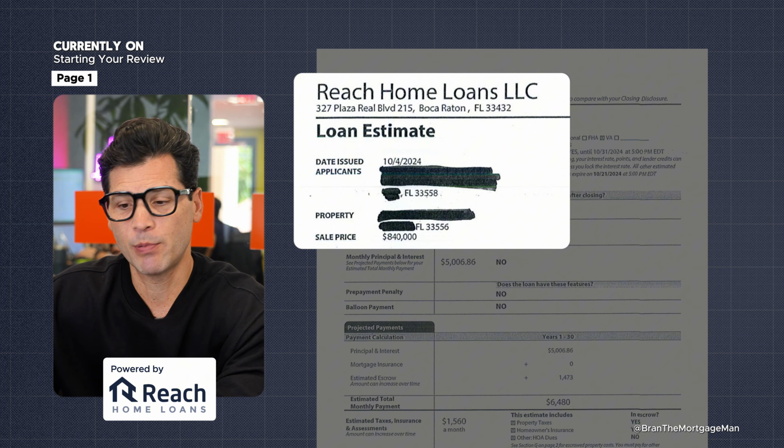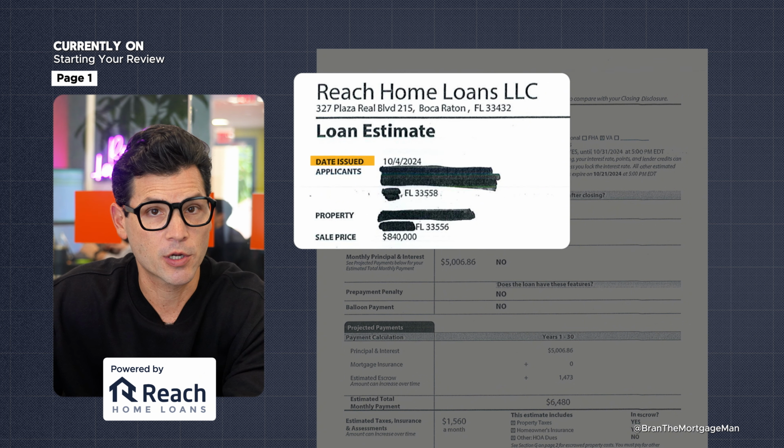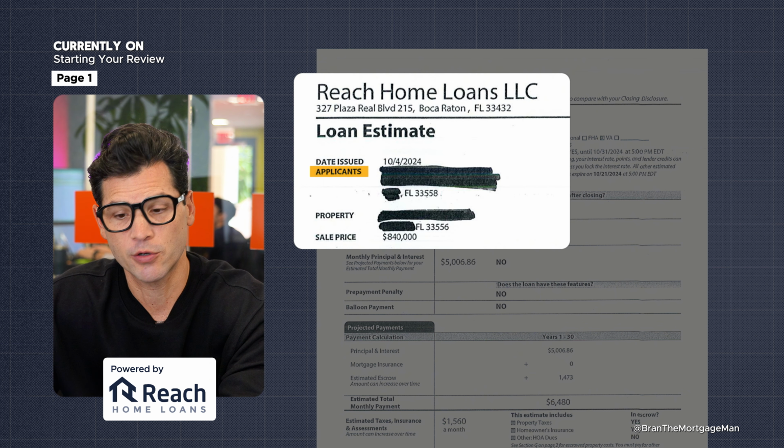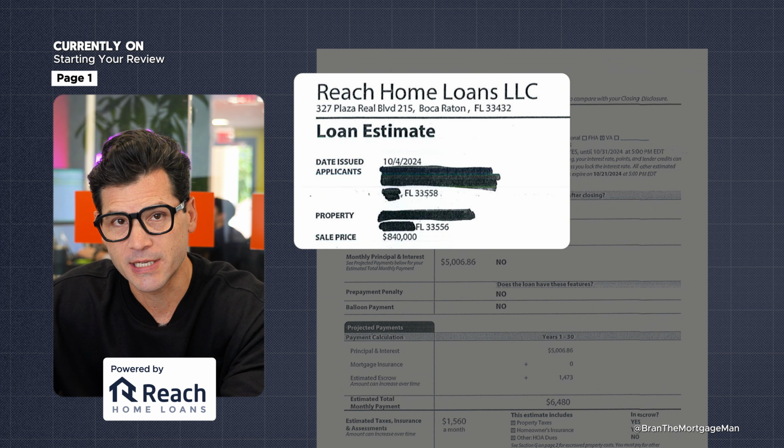What you're going to see at the top of a loan estimate is the date it was issued. Of course, you want to make sure that matches up to the current date that you're reviewing it. Make sure your name is spelled properly, that you're the applicant on the document. The property address that you're purchasing should be listed.